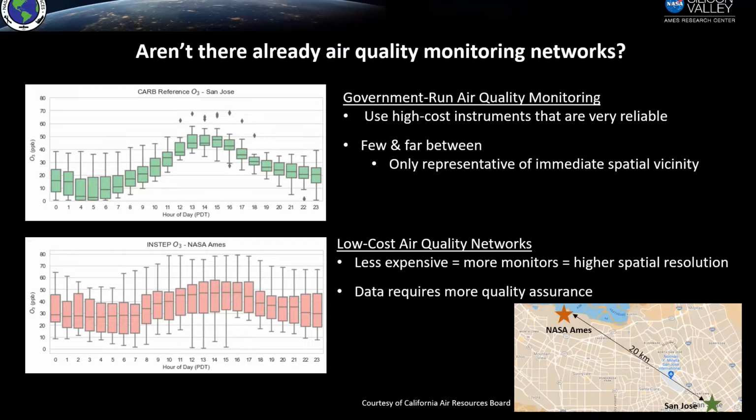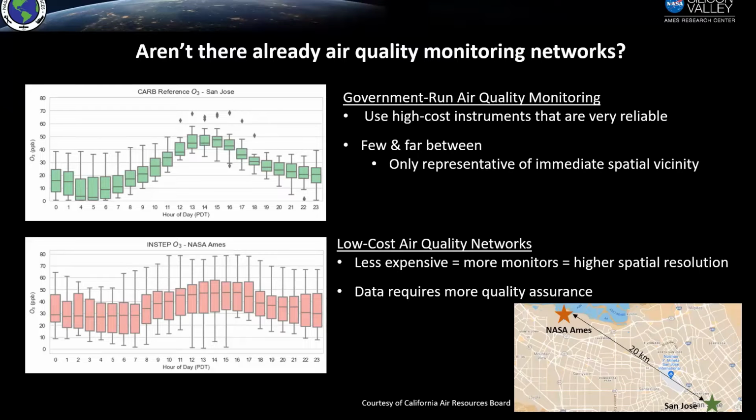So the benefit of these instruments that are already on the market is that they're really high cost, so they're very reliable. However, with them being so high cost, there's not as many of them spatially distributed as we would like. So a monitor that's 12 miles away from us isn't telling us exactly what's happening at our site.